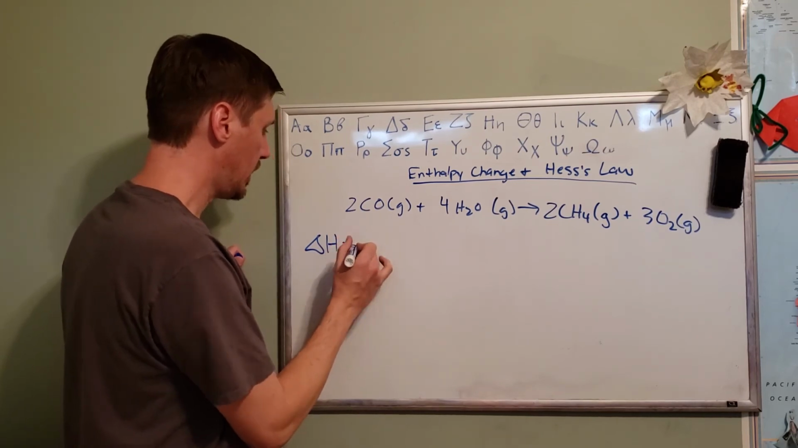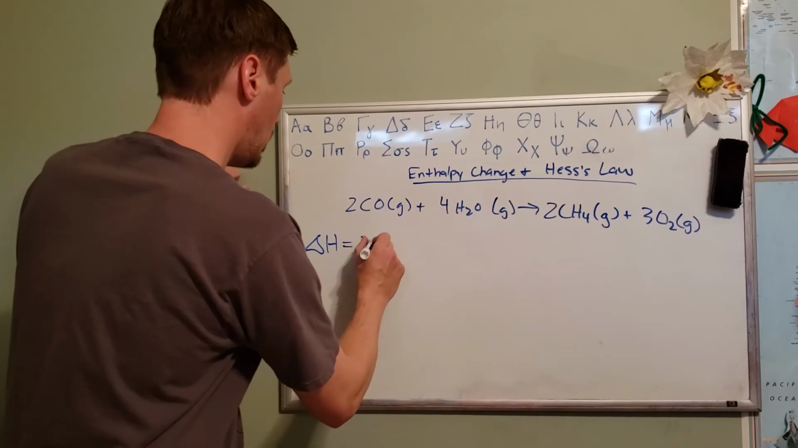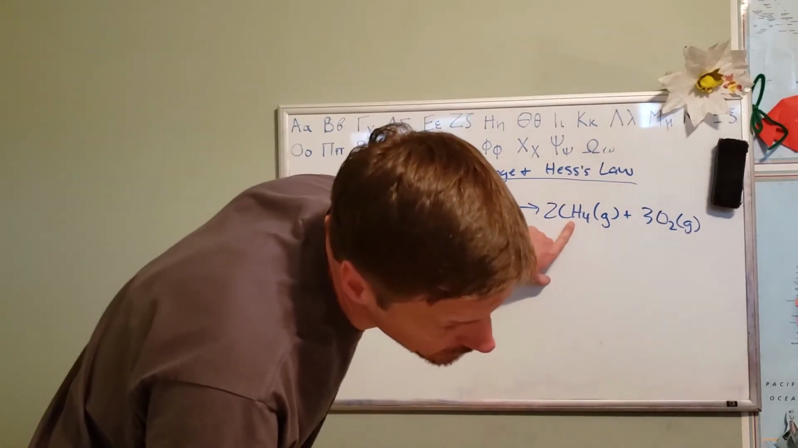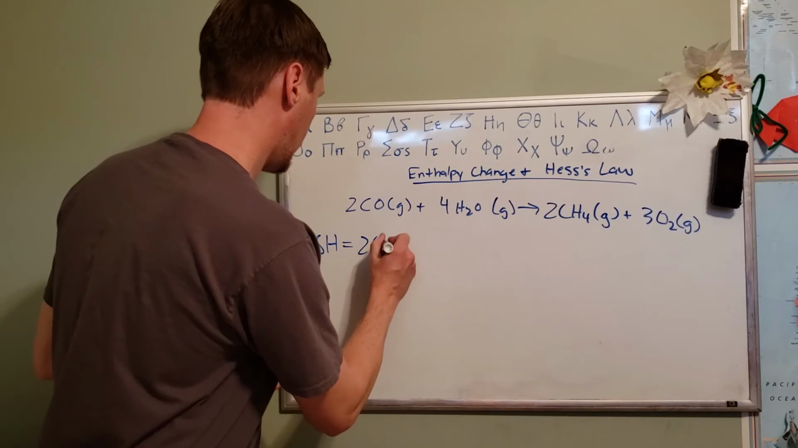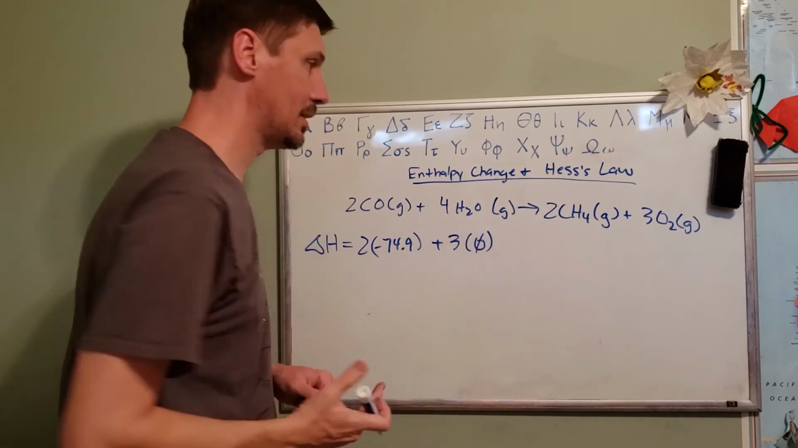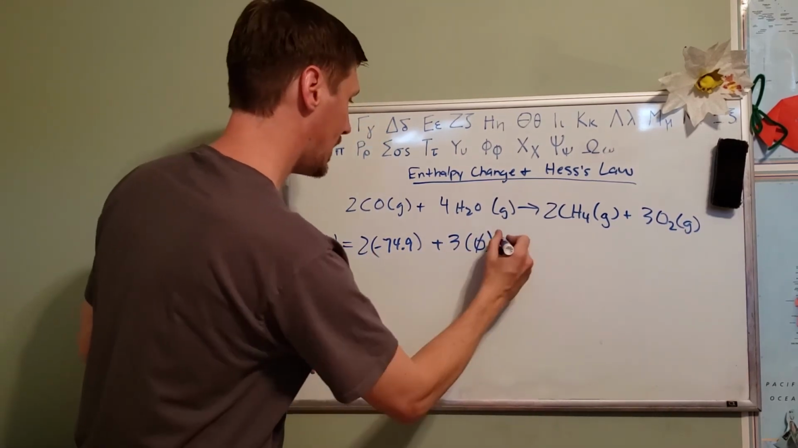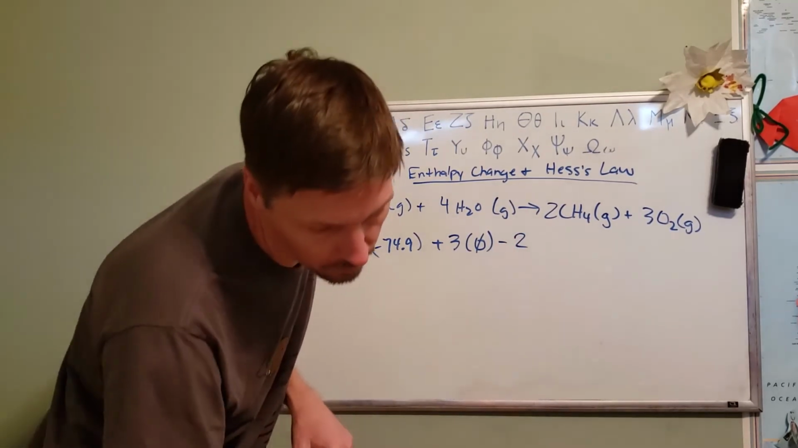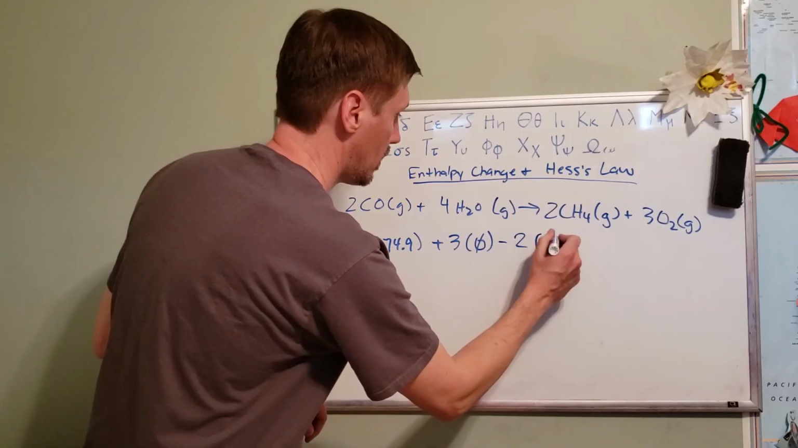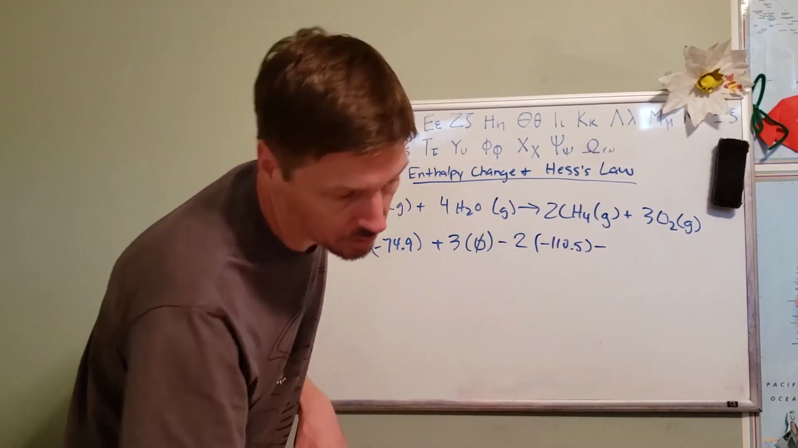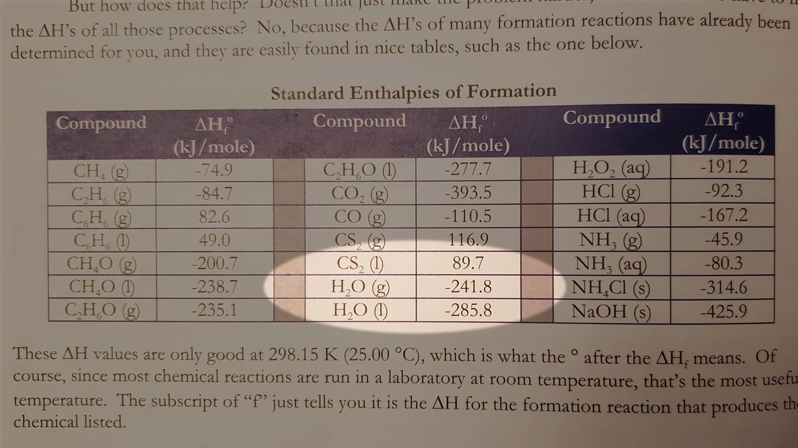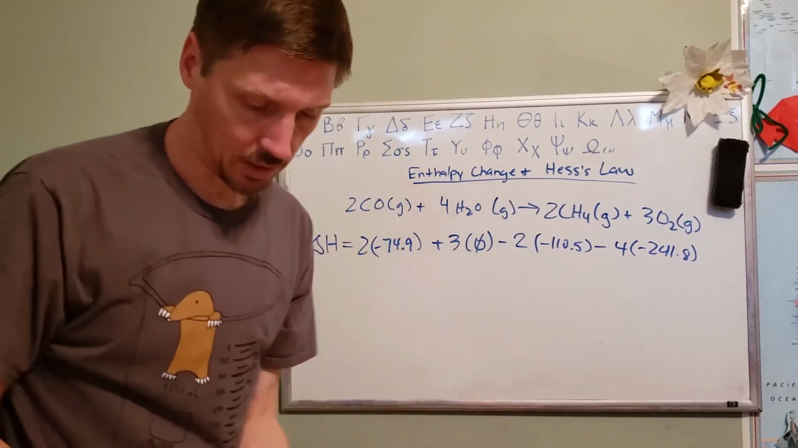Again, we're going to look at our chart, and I'm going to leave off the units this time for space. We have 2 CH4s in gas form, and that's going to be negative 74.9, plus 3 O2s, and since that's the natural phase of oxygen, it's going to be plus 0, minus 2 COs in gas form, and CO in gas form is equal to negative 110.5, minus also 4 H2Os in gas form, and H2O in gas form is negative 241.8. So let me double check, make sure I didn't overlook anything.